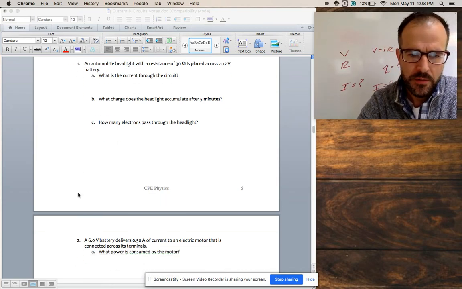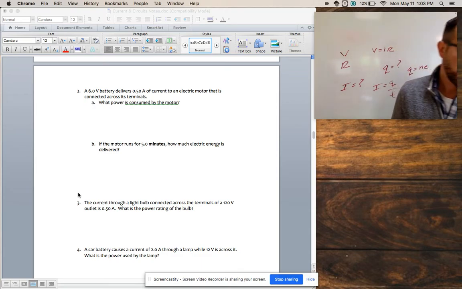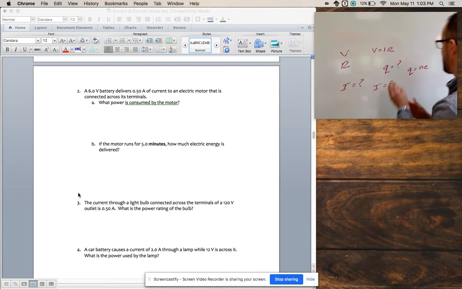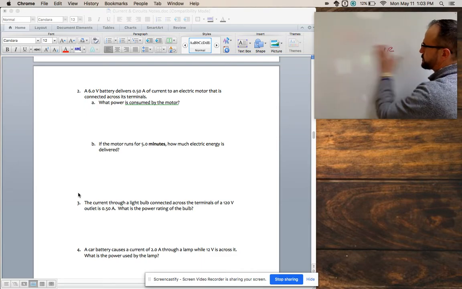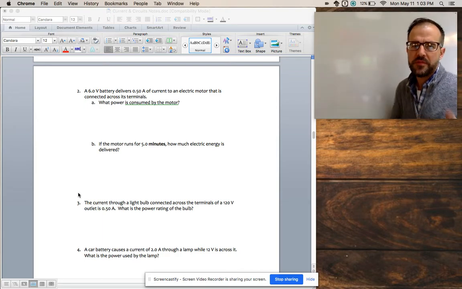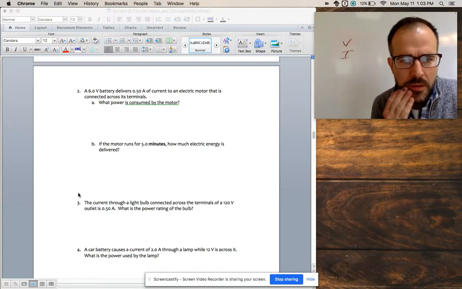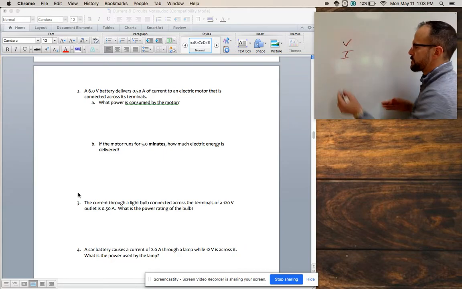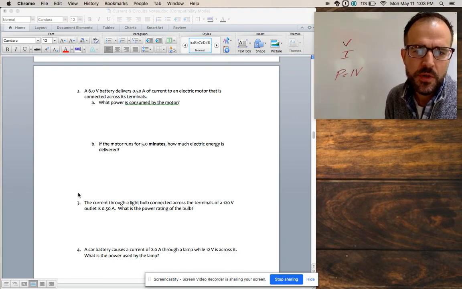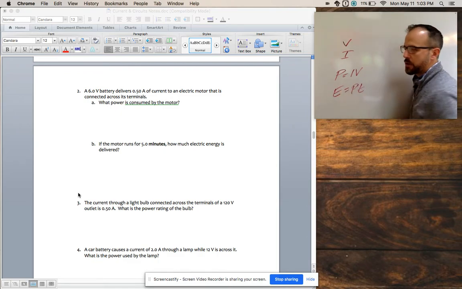What's 2 about? Let's see. We got the motor. Oh, this one was done in the Ed puzzle. So let's take a look. It says, right, so you have V and I, and it wants to know power. So we use P equals IV, power equals current times voltage. And how much energy is delivered? Energy is power times time.